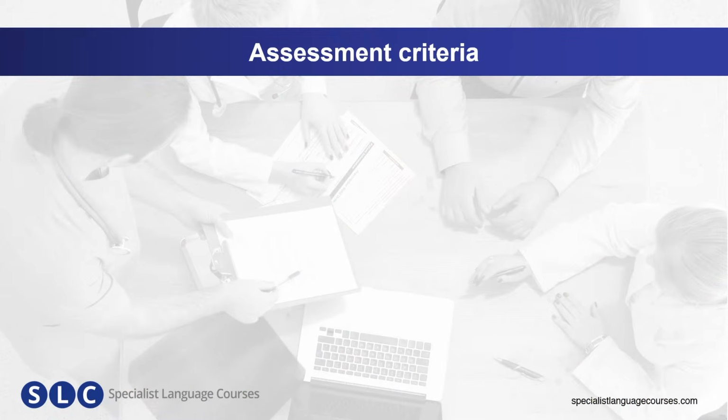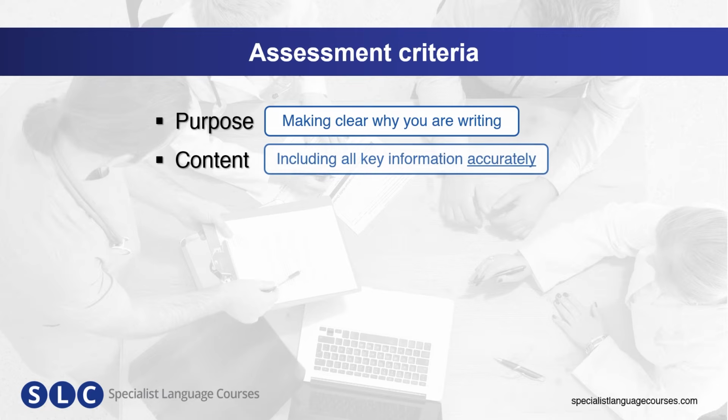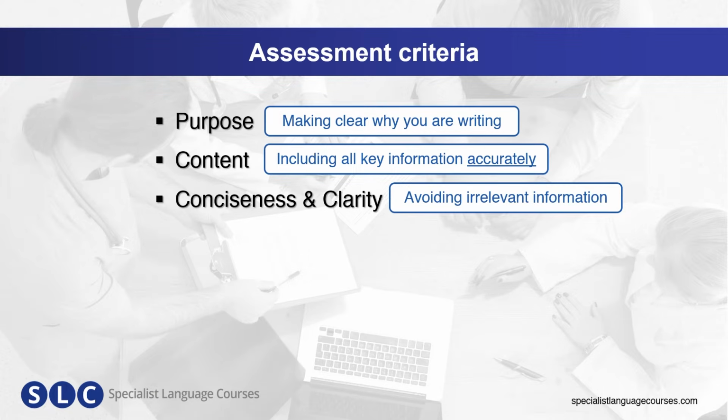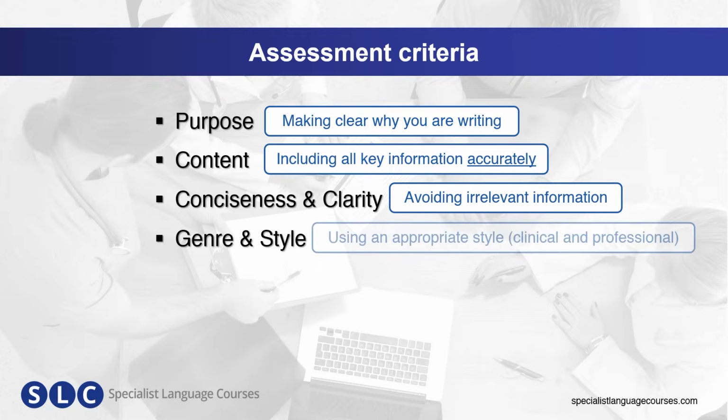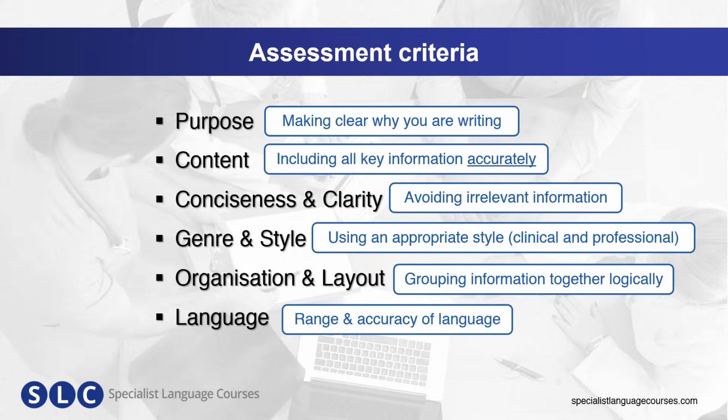Let's get started. In the OET writing, you are assessed on 6 criteria: purpose, content, conciseness and clarity, genre and style, organisation and layout, and language. Purpose is scored out of 3 and all the rest have a maximum of 7.